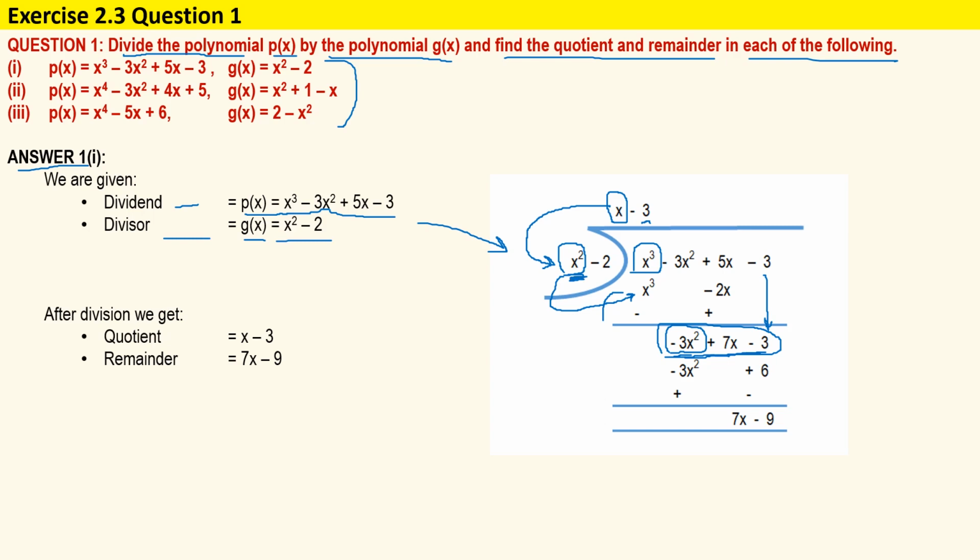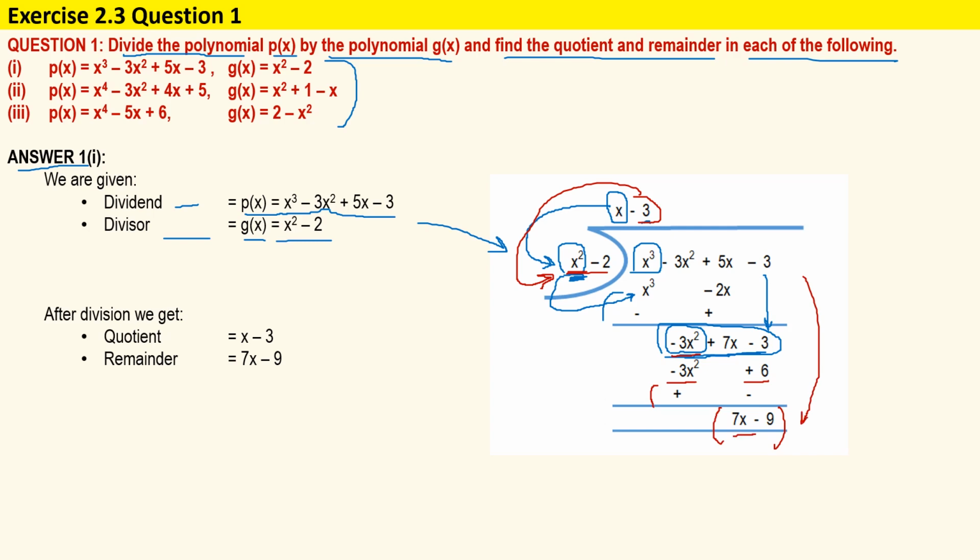When we divide minus 3x squared by x squared, we get minus 3, which is the next term in our quotient. This minus 3 is multiplied to the entire divisor, which is x squared minus 2, and we get minus 3x squared plus 6. We carry out this subtraction, and we are left with 7x minus 9. There is no more term to bring down.